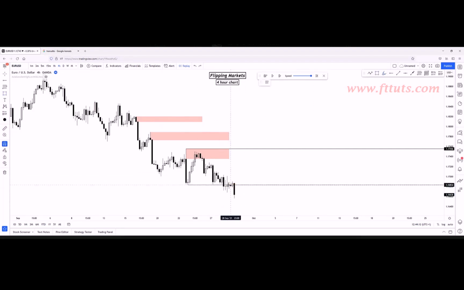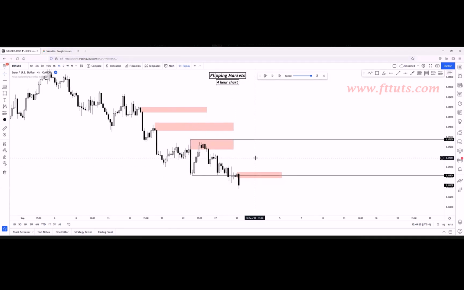Okay, let's just mark out this zone. This will be our new supply zone. And this method works on and on, over and over again. You can mark out supply zones and demand zones based on these three criteria: inefficiency, break of structure or change of character, or opposite side zone break, and liquidity sweep or collect. Okay, let's see a demand zone example.